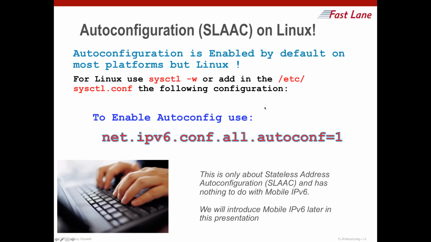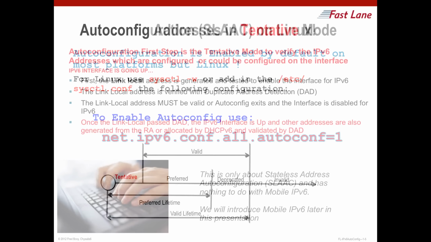Auto configuration is a feature which is enabled by default on most platforms. The only exception is Linux. With Linux, you may have to configure auto configuration, which is not configured by default.